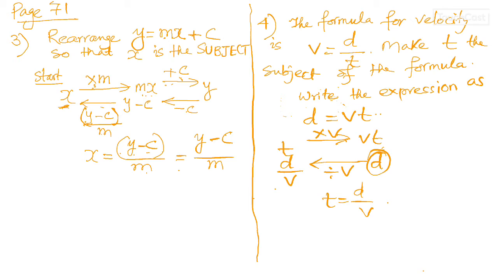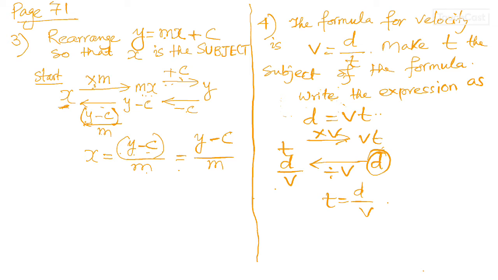If I move to number 4, this is the velocity formula. In science, it's the distance, time, and velocity formula. So v equals distance d over t. Make t the subject of the formula.